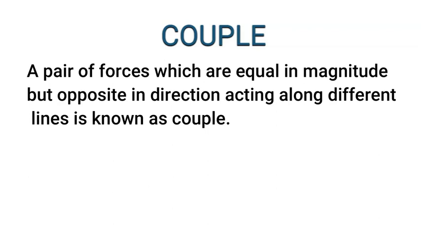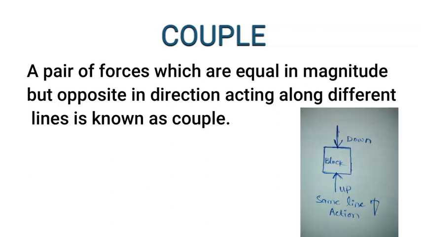Let us have an example of two objects, a block and a car steering. If we consider a block, two forces are acting on it as shown on your screens. One force is downward and the other force is upward. Both forces have the same line of action. That's why the pair of those forces is not to be considered as a couple.